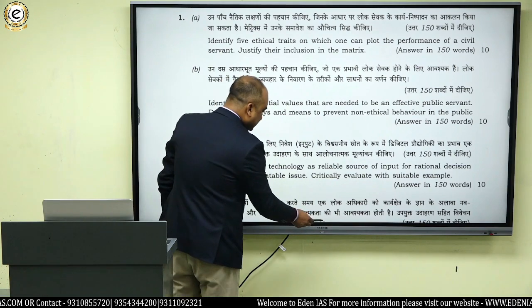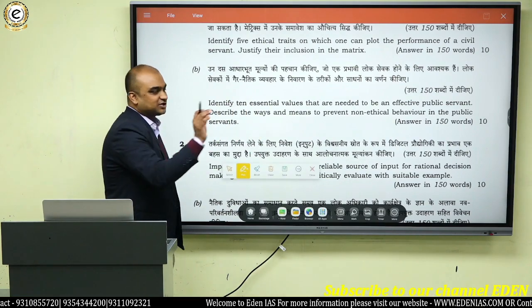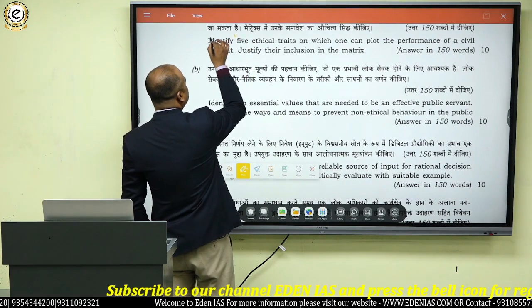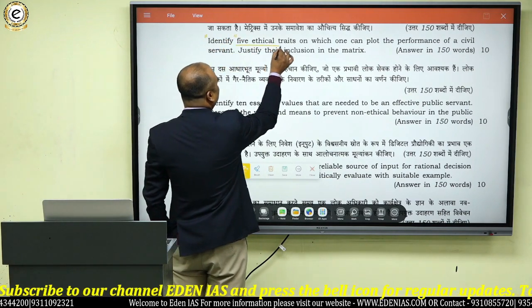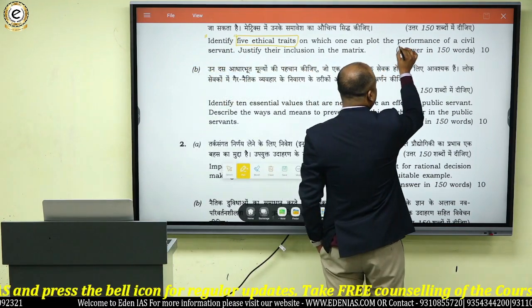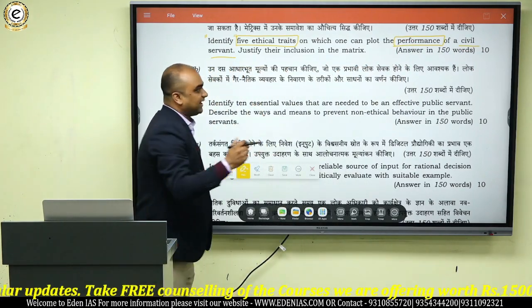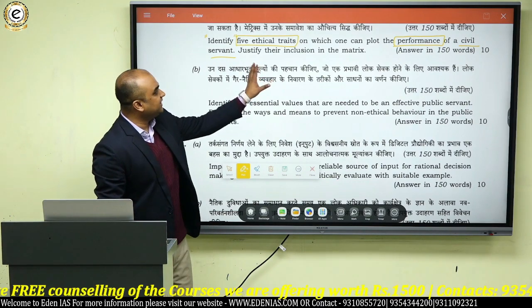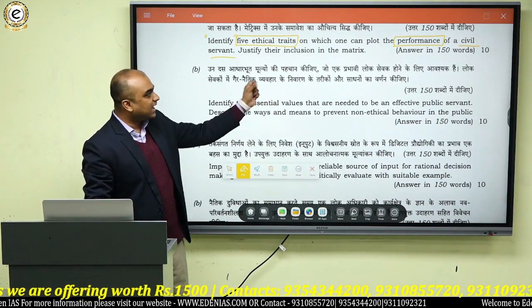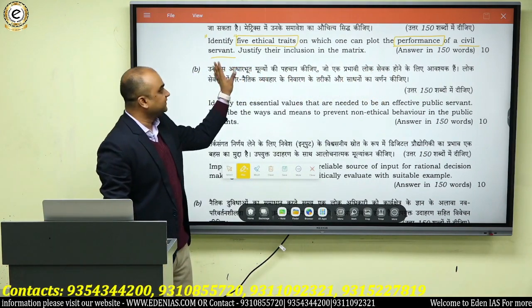Now see friends, if we look at this question, you would see that it has some specific points. First, it is asking us for the identification of 5 ethical traits on the basis of which we can determine the performance of a civil servant. Then the question has a second part. It says, justify the inclusion of these 5 ethical traits when you are trying to analyze or understand the performance of a civil servant.